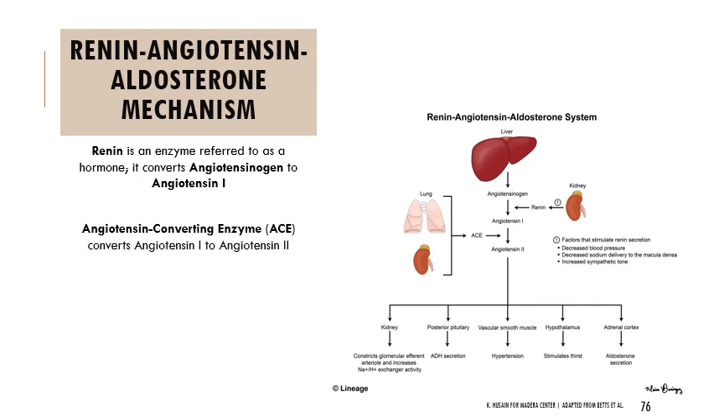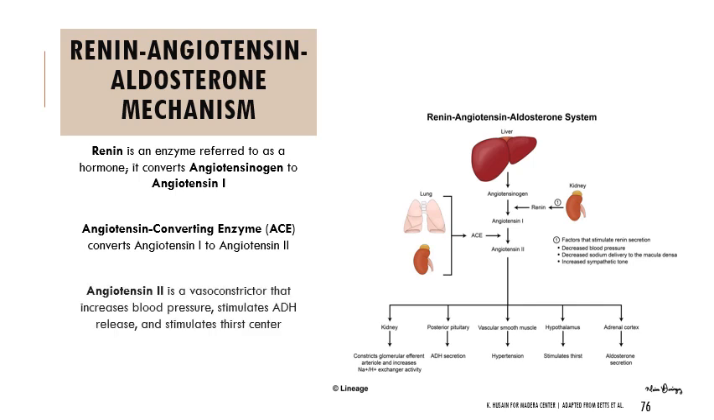You then have this angiotensin converting enzyme called ACE, which converts angiotensin 1 to angiotensin 2. So in order for this mechanism to continue, you have to have that conversion from angiotensin 1 to angiotensin 2. What angiotensin 2 actually does is it's a vasoconstrictor, so it constricts your blood vessels. That decrease in volume increases blood pressure and stimulates ADH release, which is important in the kidneys.